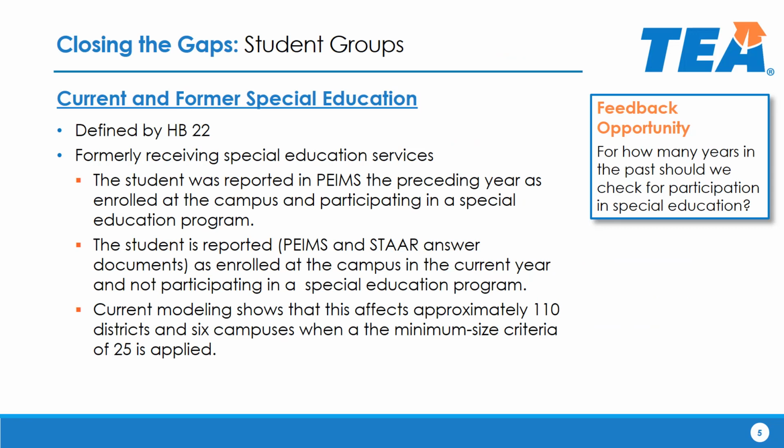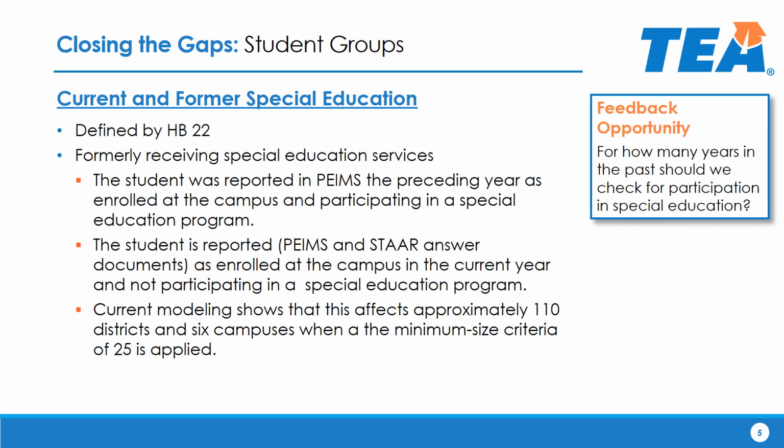So let's take a look at a few of the new student groups that we'll be using. House Bill 22 requires tracking current and former special education students. This will be the first time that former special education students are looked at as a student group in the accountability system. The challenge is that there are rarely enough kids to measure this at the campus level. Our current modeling shows us that when minimum size criteria is applied, there's only 6 campuses and something like 110 districts that have sufficient data for this indicator.